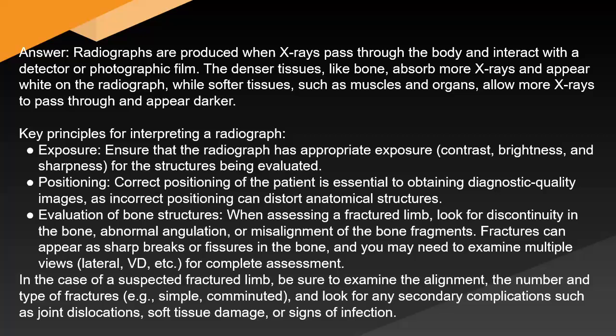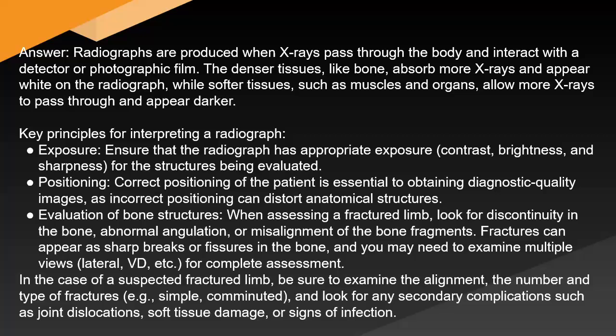Key principles for interpreting a radiograph. Exposure. Ensure that the radiograph has appropriate exposure, contrast, brightness, and sharpness for the structures being evaluated. Positioning. Correct positioning of the patient is essential to obtaining diagnostic quality images, as incorrect positioning can distort anatomical structures. Evaluation of bone structures. When assessing a fractured limb, look for discontinuity in the bone, abnormal angulation or misalignment of the bone fragments. Fractures can appear as sharp breaks or fissures in the bone, and you may need to examine multiple views, lateral, VD, etc.